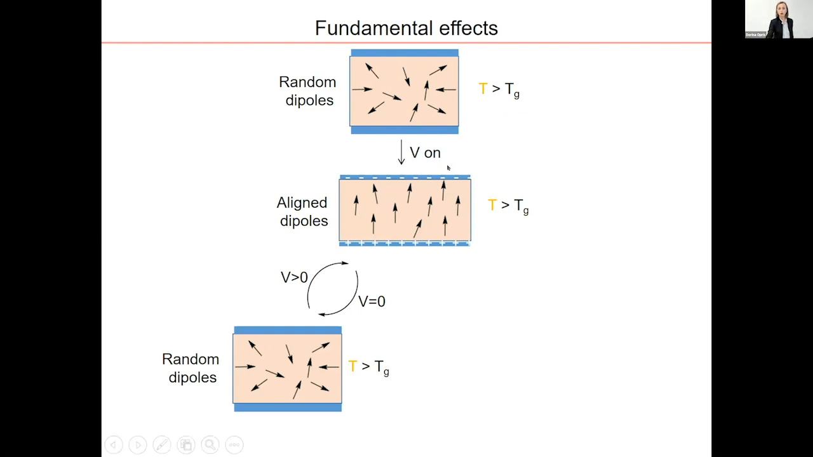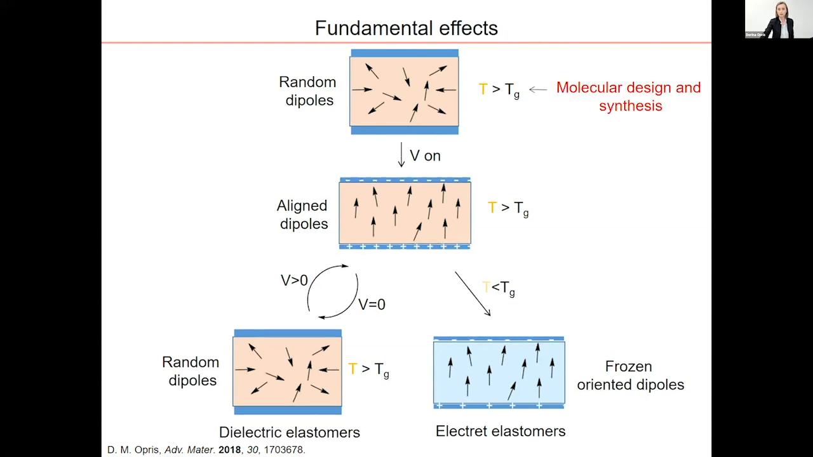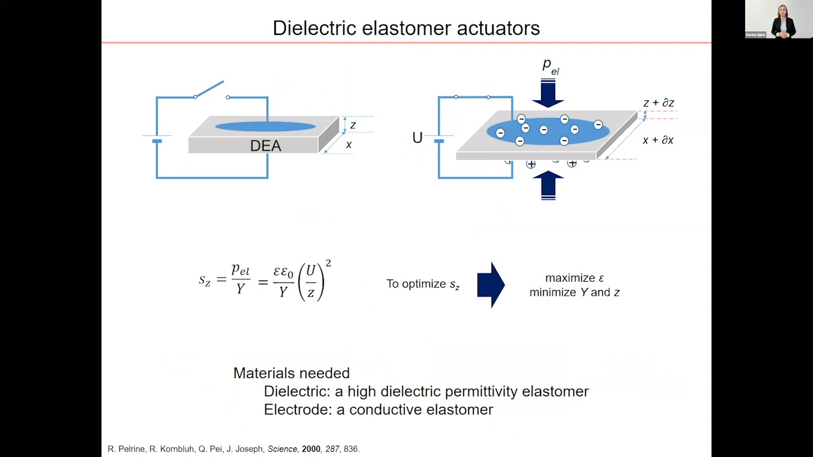If, however, you do not switch off the electric field, but rather keep it on and cool the material below the glass transition temperature, you are able to freeze in the polarization. So we obtain frozen-in dipoles. We use these two concepts to prepare dielectric elastomers and electret elastomers. So what do we do in our group? We do molecular design and synthesis, and device fabrication and testing. Let me start with the first topic.